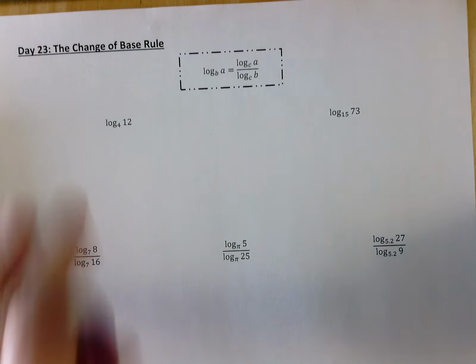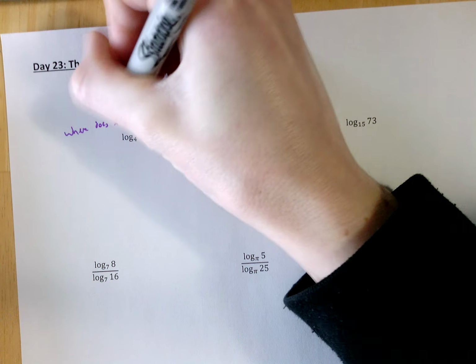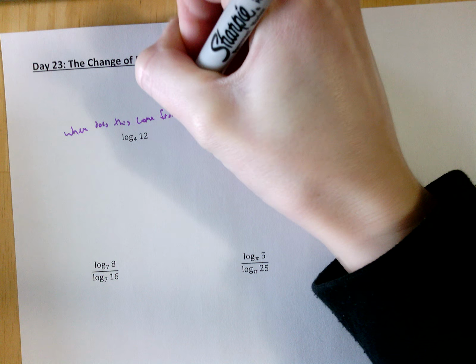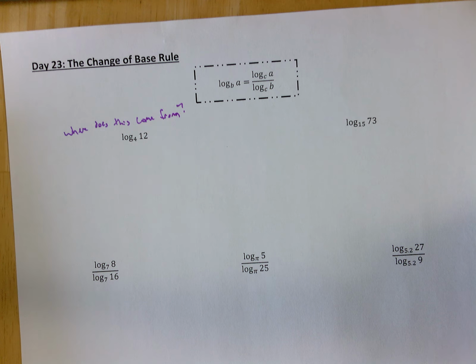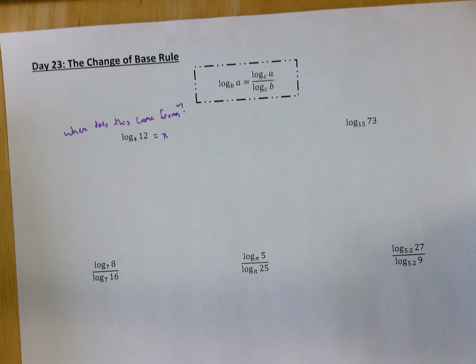The first thing I want to look at with this example is, where does this come from? How do we know that it works? We're going to do a little mini proof here. First off, we pretend this equals x, and then we're going to change our form.